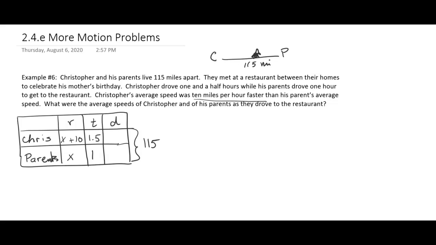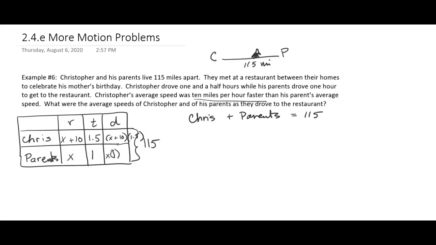But here's how you can use the chart. Remember, it's rate times time equals distance. So the rate, x plus 10, times 1.5, that is how far Christopher's driving. And then the parents, it's 1 times x. I'll put x times 1. That's how far the parents are driving. And then we go back to what we said earlier, together. So the distance that Christopher drives plus the distance his parents drive, that has to equal the 115.